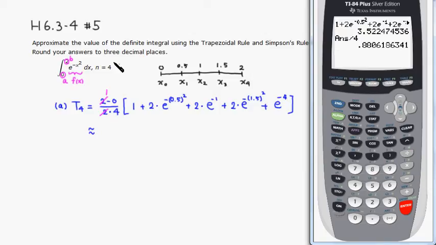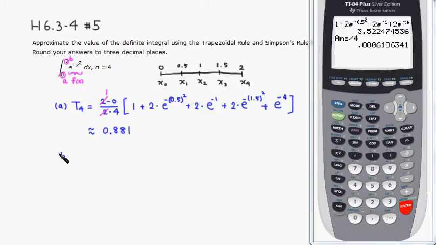So we want 3 decimal places. So this is going to be 0.881, because the next digit is 6, so it's going to be 0.881. Alright, similarly, we can do Simpson's rule.